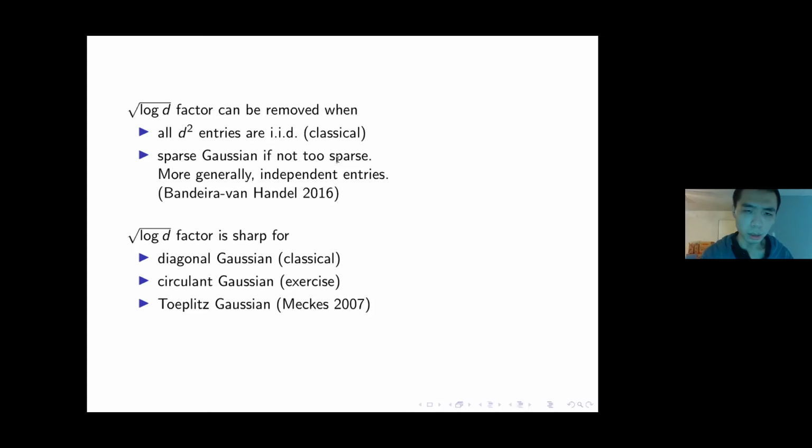So why do I need it to be not too sparse? Because if it's too sparse, then the diagonal Gaussian is an example of a sparse Gaussian. So that would be too sparse. Diagonal will have D number of non-zero entries. Here, if we have D log D number of non-zero entries, then the square root log D factor can be removed.